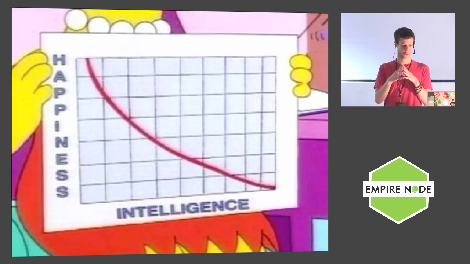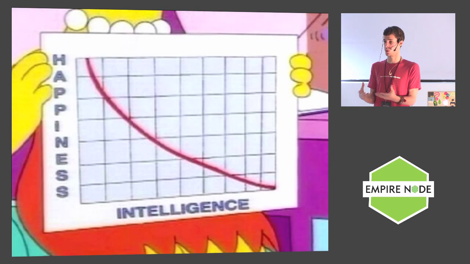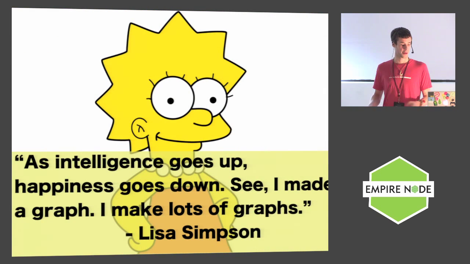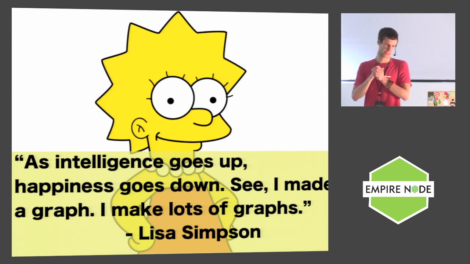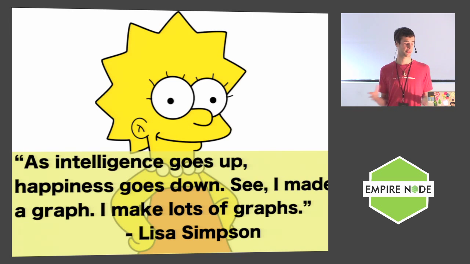And Lisa Simpson is really, really good about making graphs. And this is kind of what we run into when we're facing all these problems, is that as we learn more about our system, we become less happy because things are complicated. And this is the quote: "As intelligence goes up, happiness goes down. See, I made a graph. I make lots of graphs."